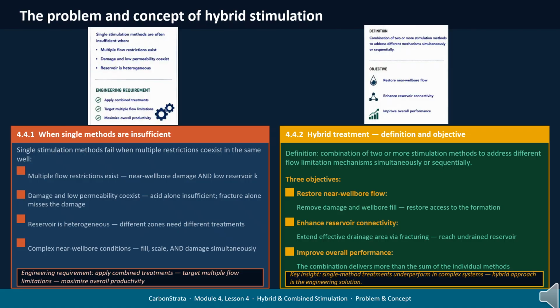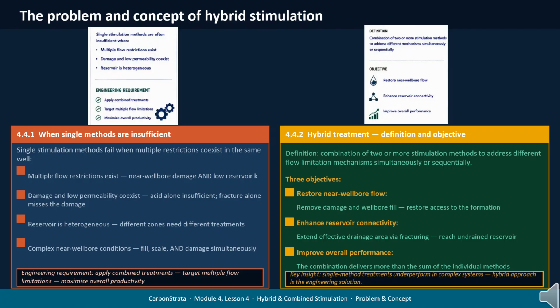Now the concept section. Hybrid is introduced here, not as combination, but as separation of roles. One method targets one mechanism. Another method targets a different mechanism. Now connect them. The objective is not to apply more treatment. It is to match each restriction with the correct mechanism, and then align them in a way they do not interfere.